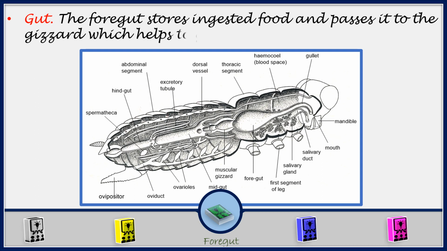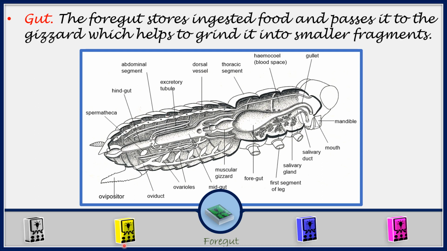Then the other part that we want to talk about is the gut. The gut is what we would call the digestive system, where we move from the foregut, to the masticular gizzard, from the masticular gizzard to the midgut, and from the midgut to the hindgut.